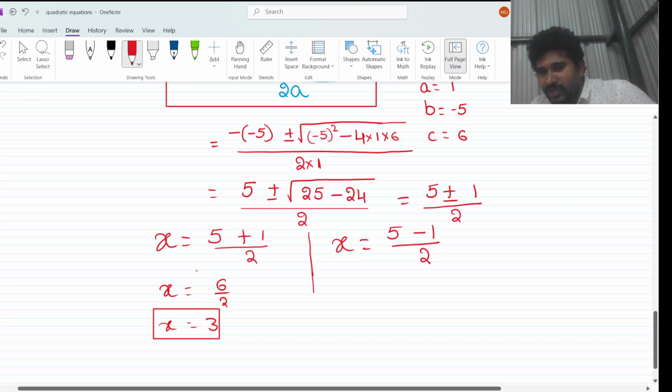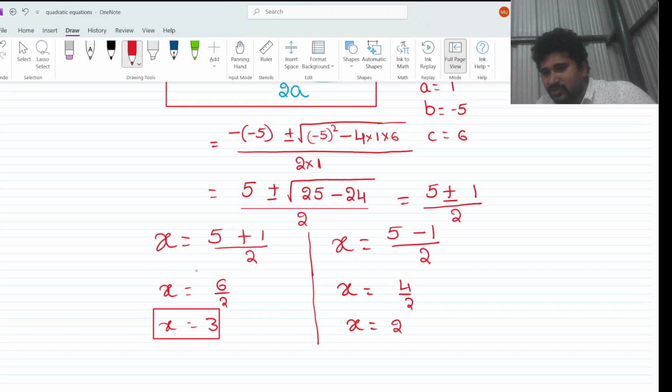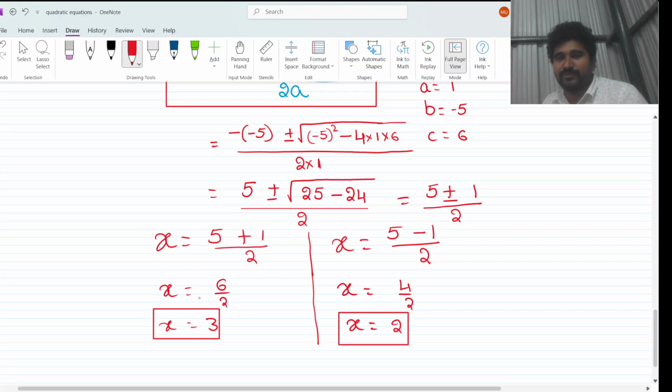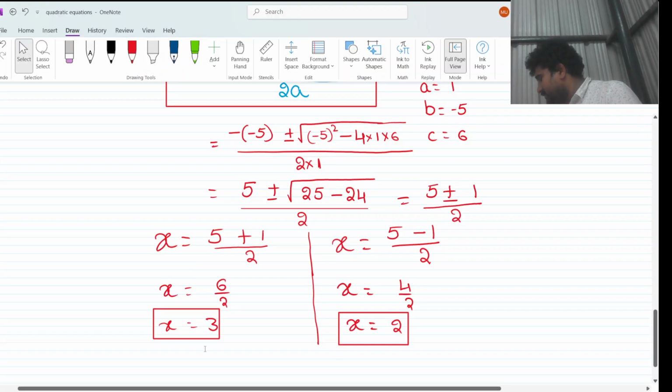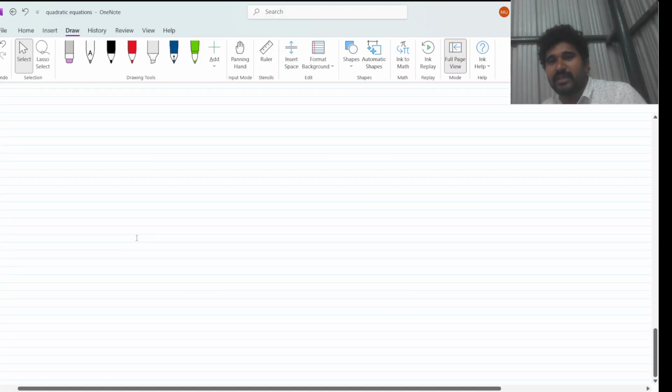Next, what do you get from here? X is equal to 4 by 2. Is that clear for everybody? This method also we got the same, right? Got it same or not? Yes or no? Clear for everybody? Yes. Let's see. What is the next method I said? Tell me. Completing squares method.